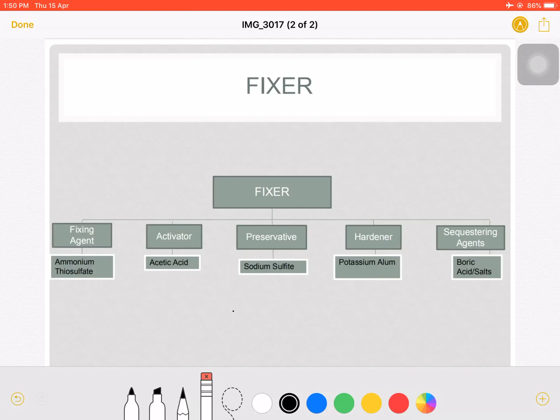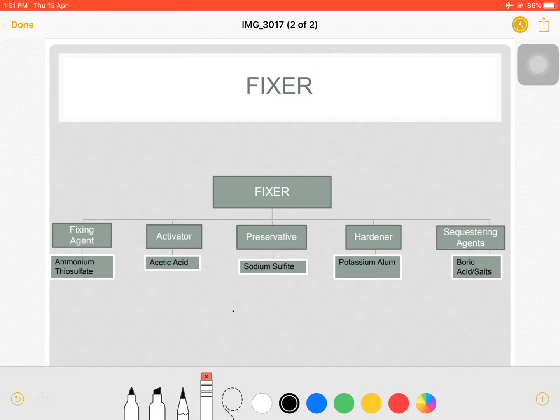Okay? Next is the activator. The activator will provide an acid medium and will neutralize the developer carried over on the film. So to activate the thiosulfate to enter and get the silver, we have to use an acetic acid to activate. Okay? So the pH level of our acetic acid is 4.2 to 4.9.